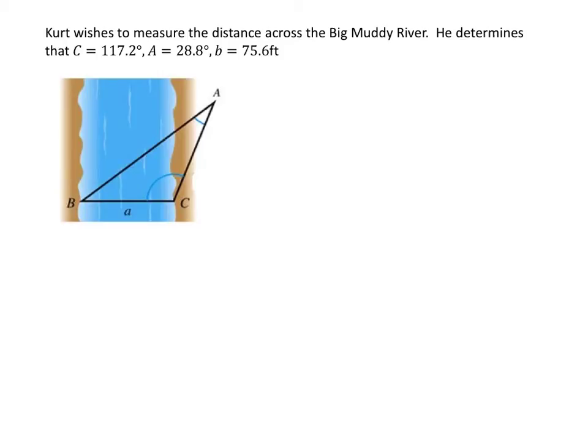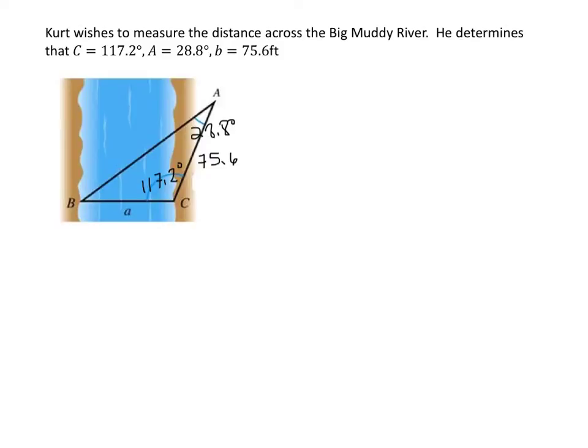Alright, so next we have a word problem. Kurt is wanting to measure the distance across the Big Muddy River. So if you look at the sketch, that's your distance across the Big Muddy River. He determines that C is 117.2 degrees and that A is 28.8 degrees. And that side B is 75.6. Here we've got an angle-side-angle situation. So that's one where we can very easily calculate this distance.